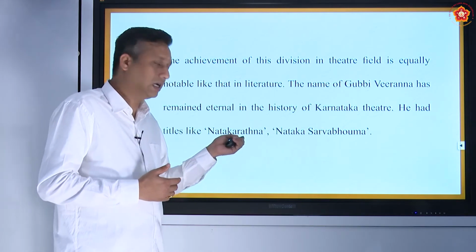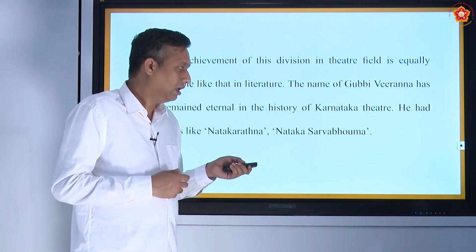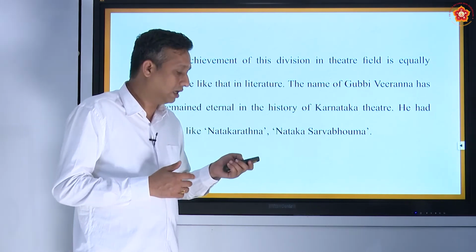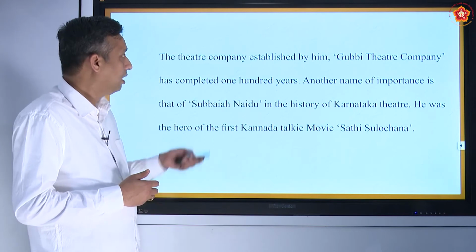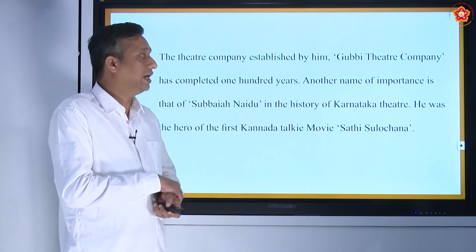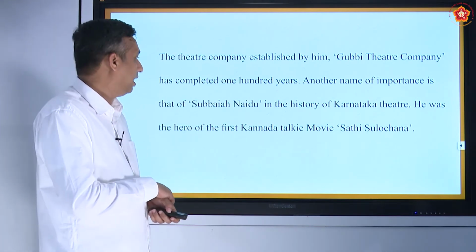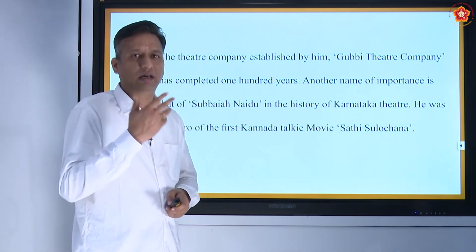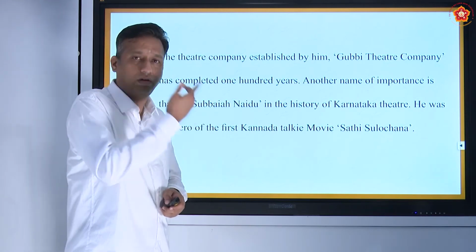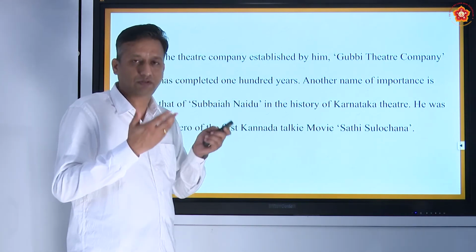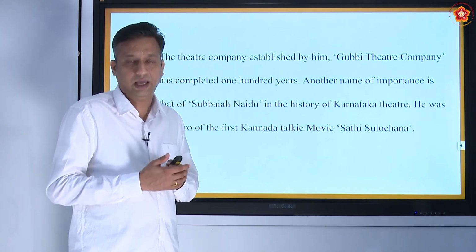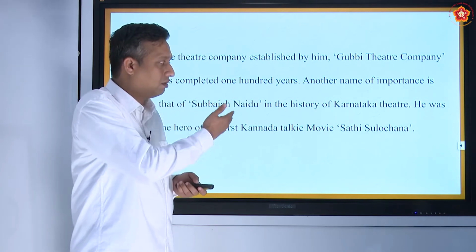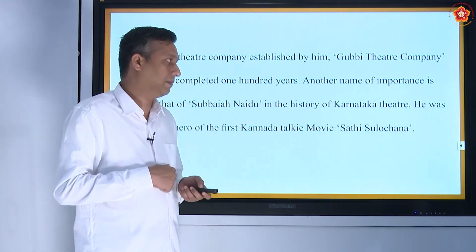This Gubbi Veeranna had titles because of his contribution to the field of drama. He was called Nataka Ratna, so gem among the dramatists. Nataka Sarvabhauma. So he had got the different titles. This established Gubbi Theatre Company, Gubbi Nataka Company, has completed 100 years. So for nearly 100 years, many great artists, dramatists have emerged from this particular Gubbi Veeranna Nataka company, and many great actors, as I told you, Dr. Rajkumar, were all from this Gubbi Veeranna drama company.